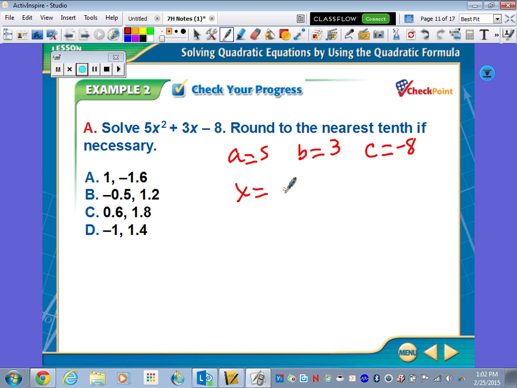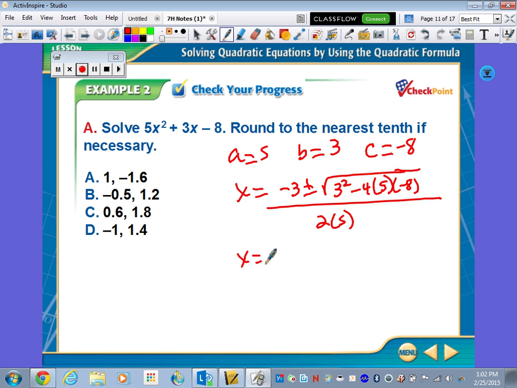So you're going to have x equals -3 plus or minus the square root of 3 squared minus 4 times 5 times -8, and the whole thing is over 2 times 5. So x equals -3 plus or minus, you have 9 plus 20 times 8. I just went ahead and took care of the signs. And literally, guys, you can just plug this into your calculator. So if you did, you just do 3 squared minus 4 times 5 times -8, and you're going to get 169, so this is the square root of 169 over 10.